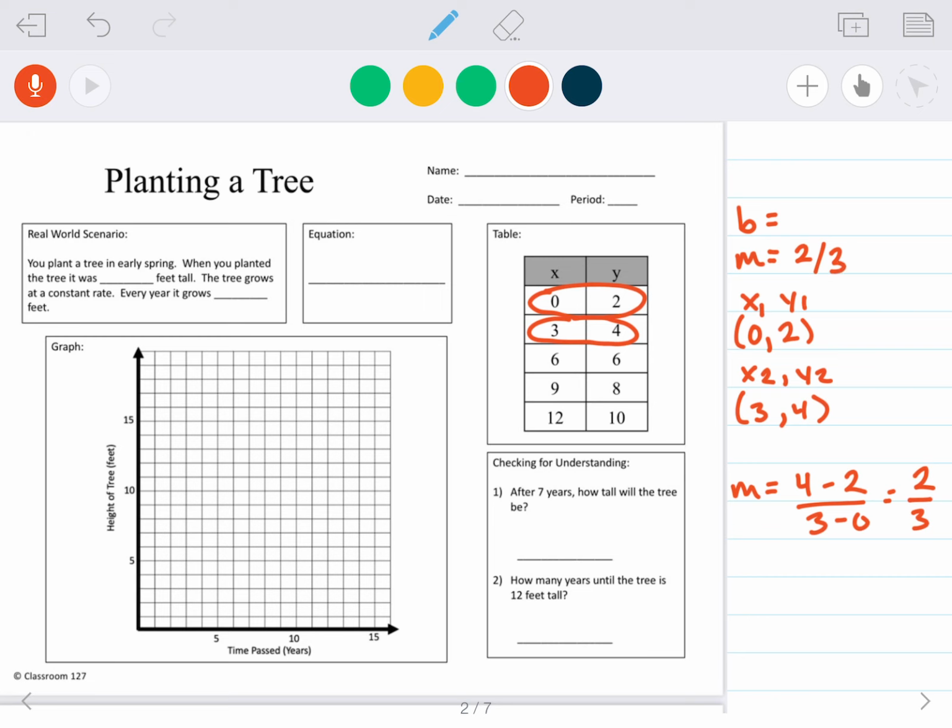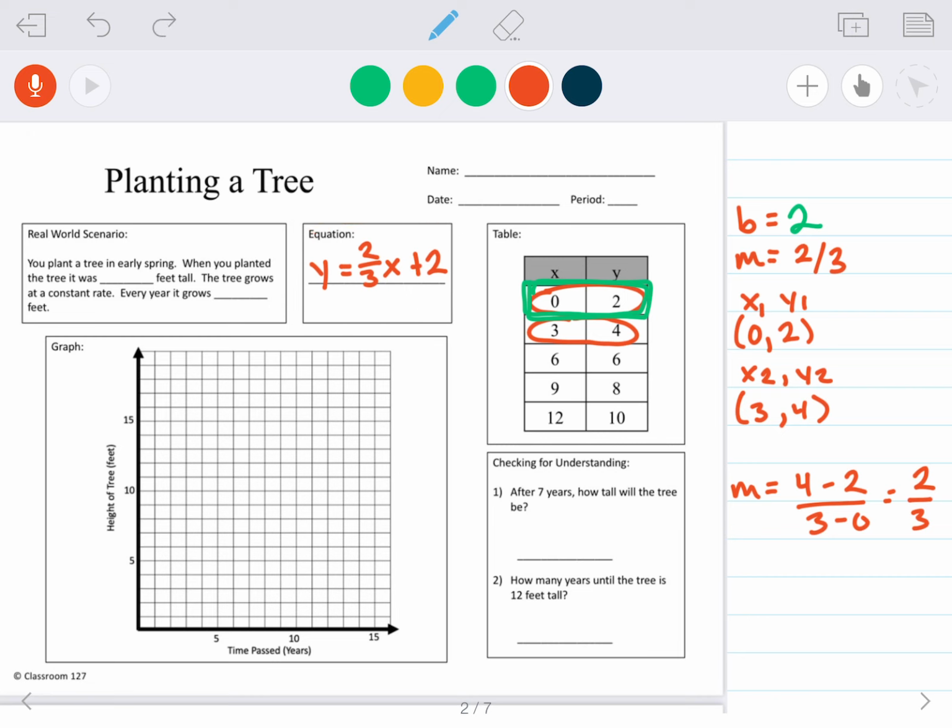And our y-intercept occurs when x is 0. We can see that in the table, right? We can see that our y-intercept is going to be 2, right? Because when x is 0, y is 2. Therefore, b is 2. And that's all we need for our equation. So our equation is going to be y equals m, which is 2/3 x plus 2. And so going back to this real world scenario, what are the answers going to be here based on this equation that we found?